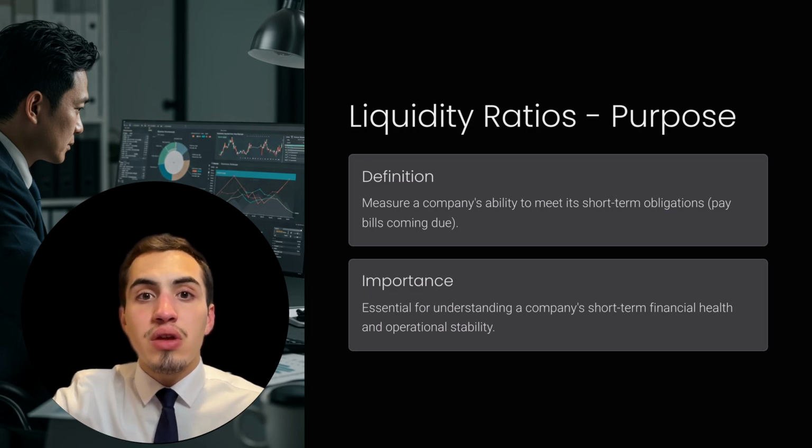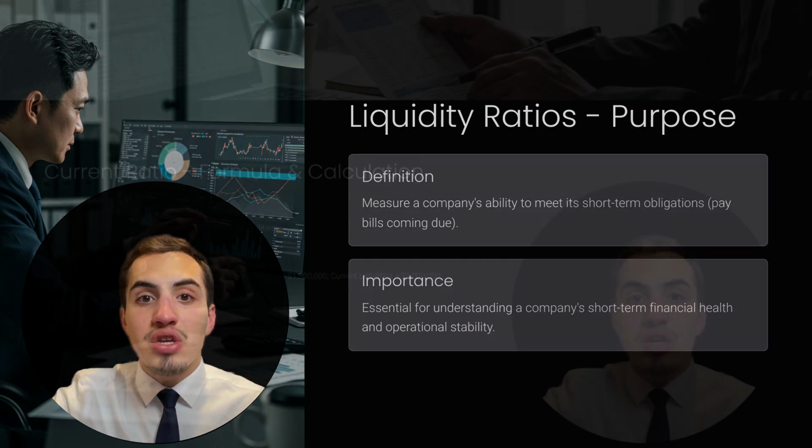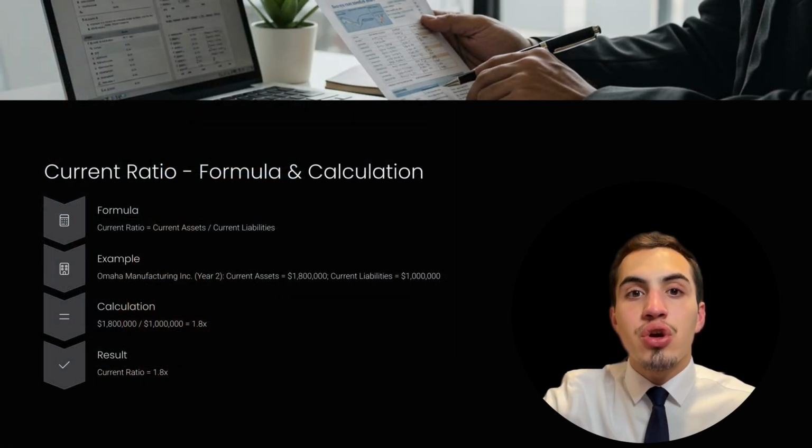First, let's look at liquidity ratios. Their purpose is to measure a company's ability to meet its short-term financial obligations. A primary liquidity measure is the current ratio. The formula is current assets divided by current liabilities. Using our hypothetical example, year 2 data for Omaha Manufacturing Inc., current assets of $1.8 million and current liabilities of $1 million, we calculate the current ratio to be 1.8x.